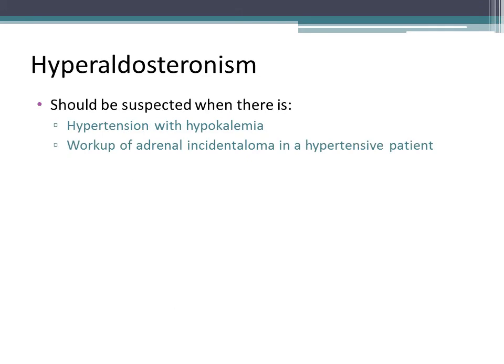So the next hormone that we're going to discuss is aldosterone, and hyperaldosteronism is one of the secretory tumors in the adrenal gland. When should we suspect hyperaldosteronism? Mainly the combination of hypertension and hypokalemia should make us vigilant for such a diagnosis.